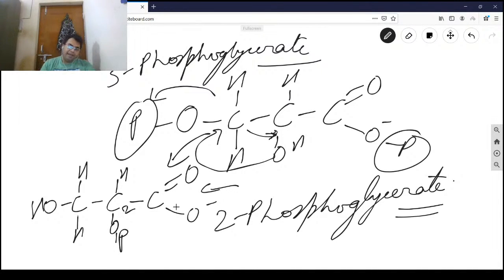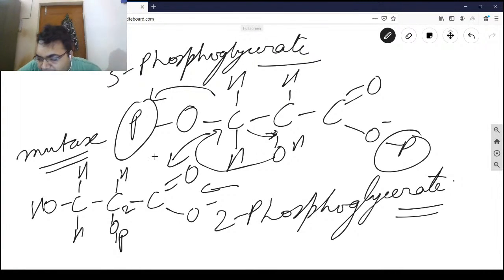This is done by the enzyme known as mutase. So mutases, what do they do? They transfer the phosphates. They transfer the phosphate from one carbon of a molecule to another carbon of the same molecule, because it was attached to the third carbon, and now the same phosphate is attached to the second carbon. That's the only job that the mutases are able to catalyze.